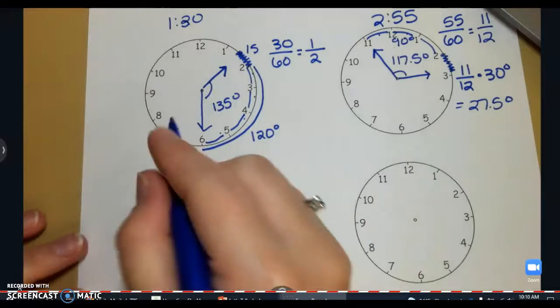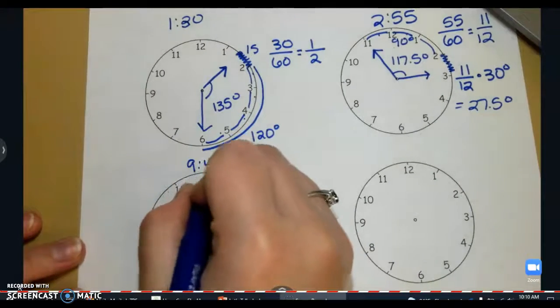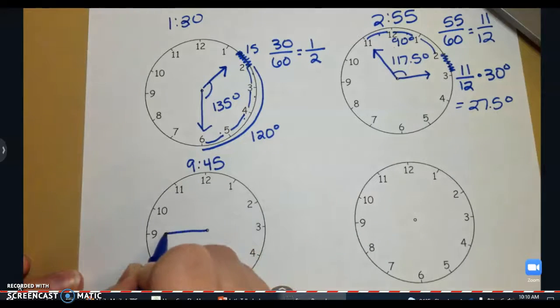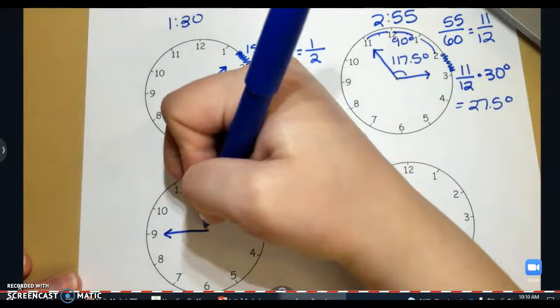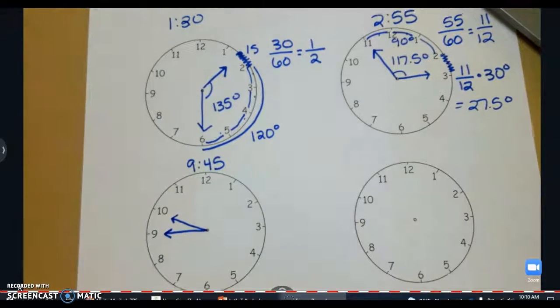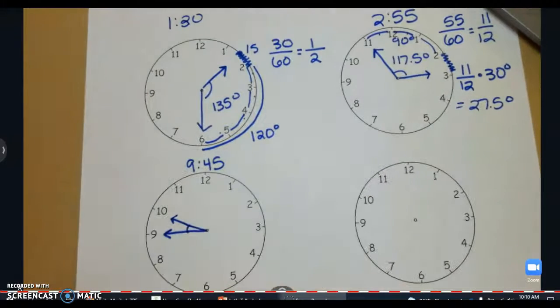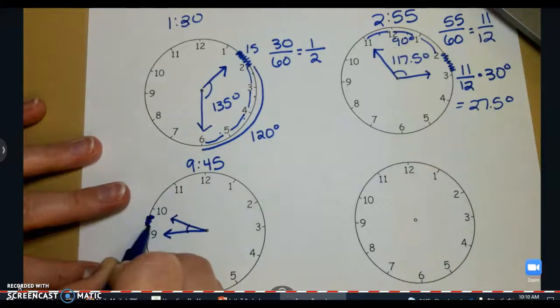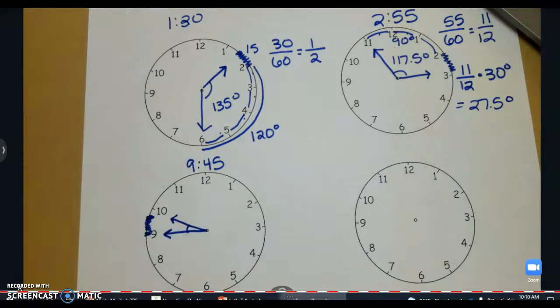Let's do 9:45. At 9:45, my minute hand is pointing at the 9, and my hour hand is going to be pointing between the 9 and the 10, closer to the 10. So we want to find this angle. So I don't have any complete intervals here. We just have this measure between the hour hand and the number 9. That's what we need to find.